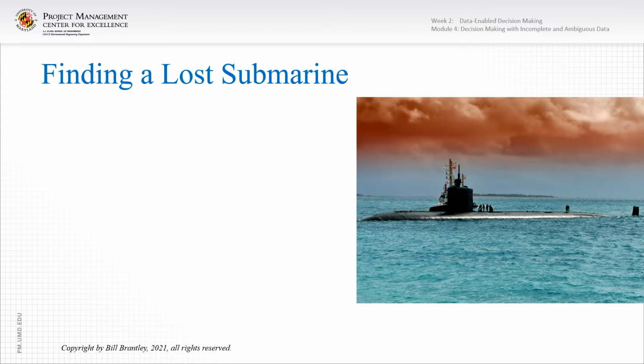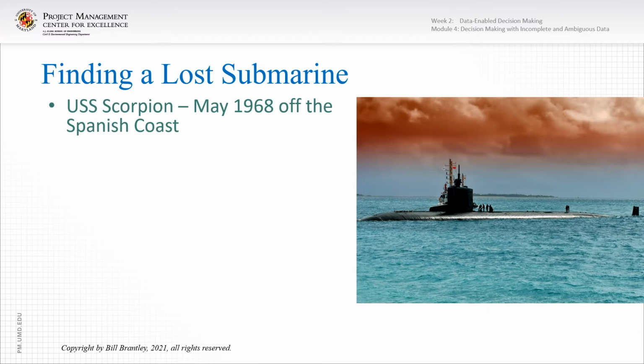To explore that question about what to do when you have incomplete or ambiguous data, or not enough data to use frequentist statistics, let's talk about a classic historical case study. In May of 1968, the U.S. Navy submarine USS Scorpion sank off the Spanish coast. Rescue efforts were sent out, and people were trying to find the lost submarine.